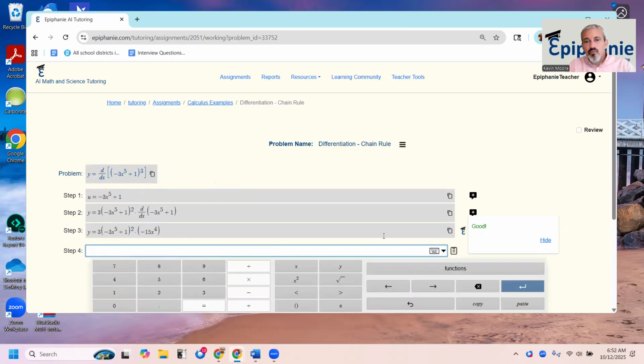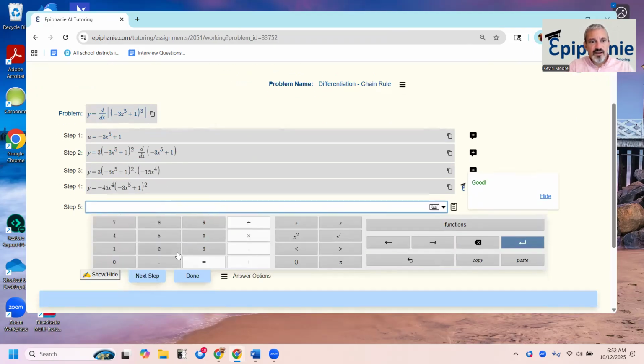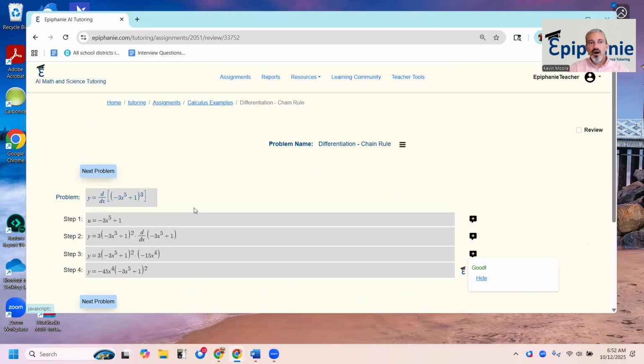And with Epiphany, you could click done like this, or we can actually go ahead and simplify this a little bit. I'm going to move this part up front because I like organizing it in a particular way. And I'm going to merge the 3 and the 15 and make that negative 45x to the fourth. And here we go. We got the final answer for this problem.